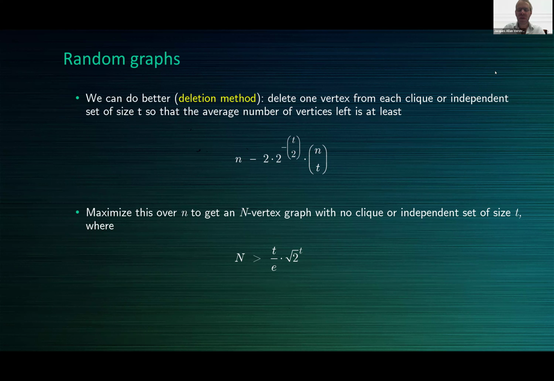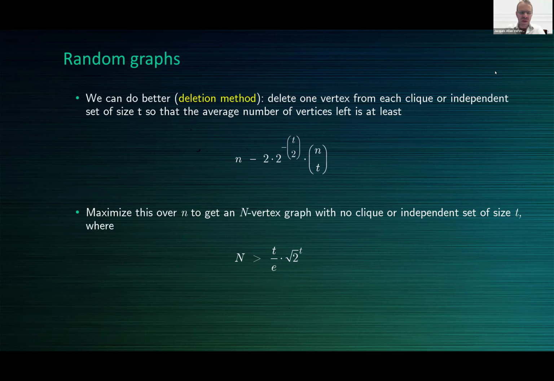And in particular, the expected number of vertices left after you destroy those cliques is the quantity written there, n minus 2 times 2 to the minus t choose 2 n choose t. And of course, that is valid for any values of n and t, and so you can optimize. And that gives a slightly better bound, right? It allows you to slide in a t over e in this lower bound on these Ramsey numbers R(t,t). Now, one can do even better than that using a slightly more sophisticated tool known as the Lovász local lemma. And that is the limit of the current knowledge for the lower bounds on these Ramsey numbers.